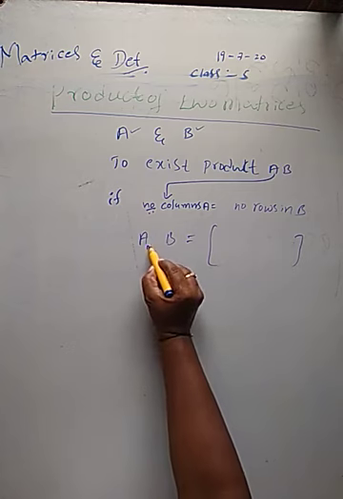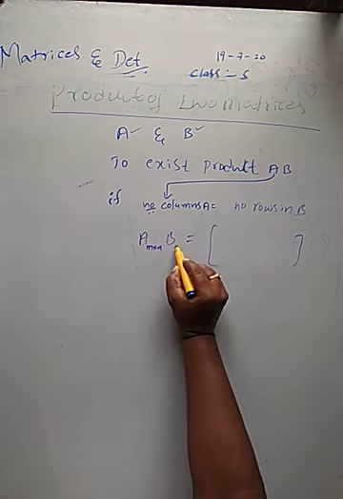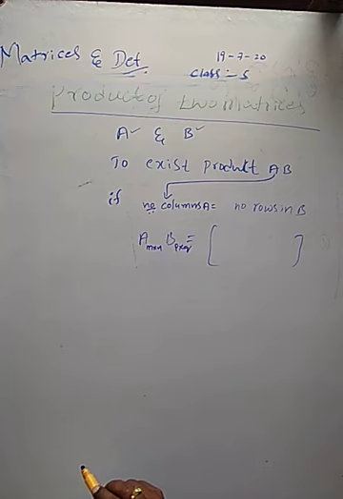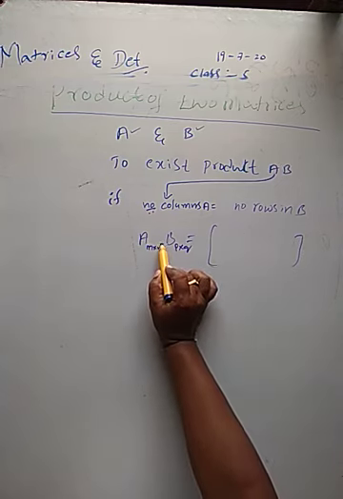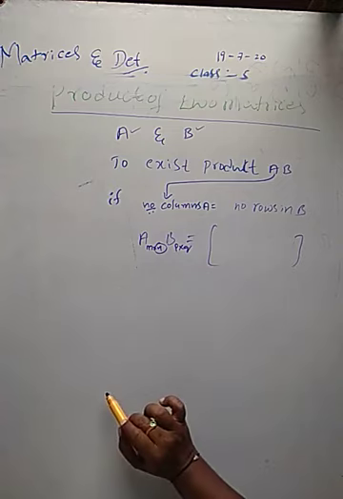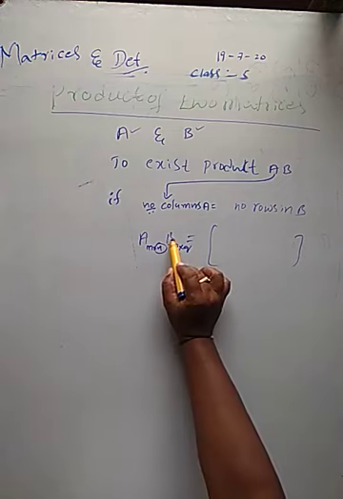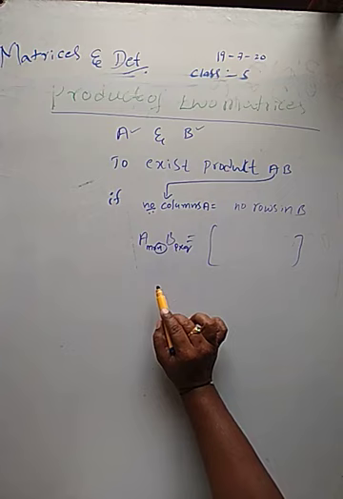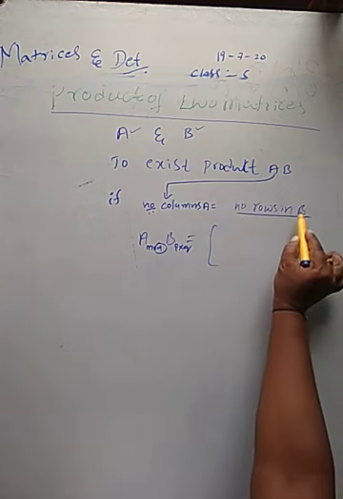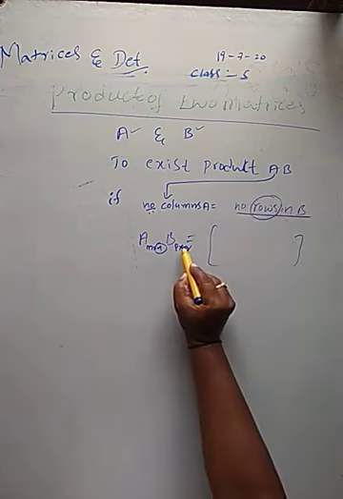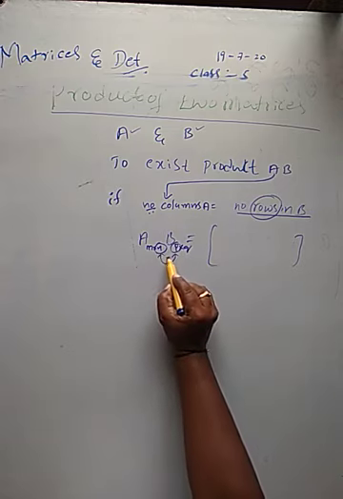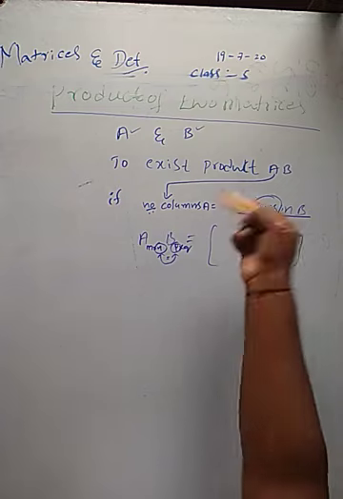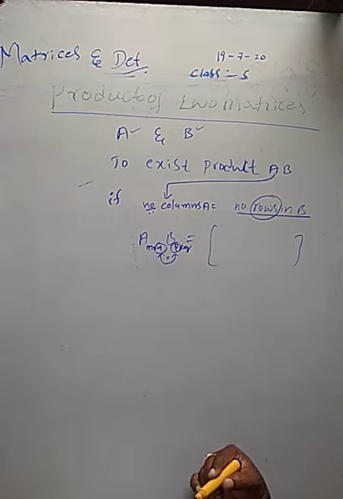Suppose this is M cross N, this is P cross Q. What do we have to observe in the first matrix? Columns. Which letter? N. What do we have to observe in the second matrix for the product to exist? Rows. That is P. If N is equal to P, then product AB exists. This is only the confirmation.